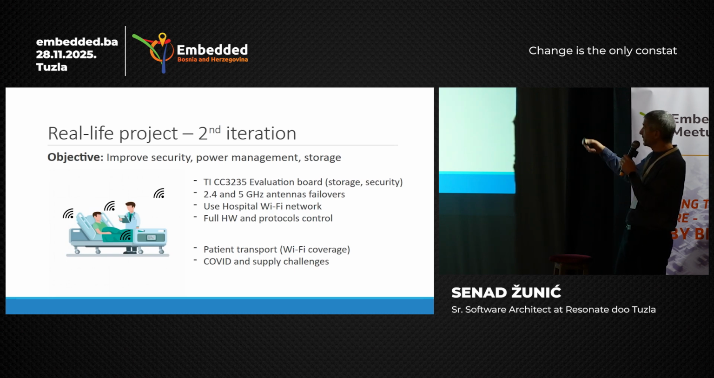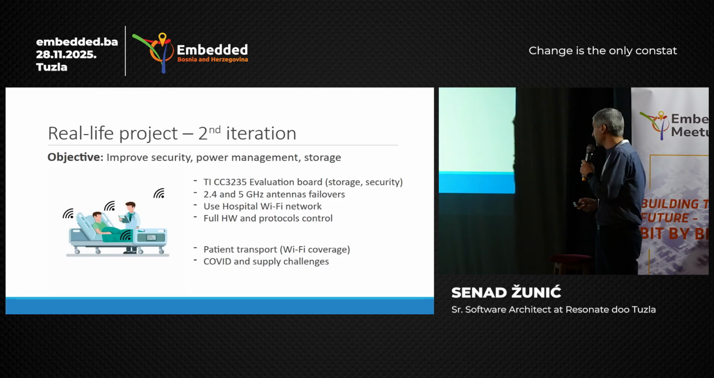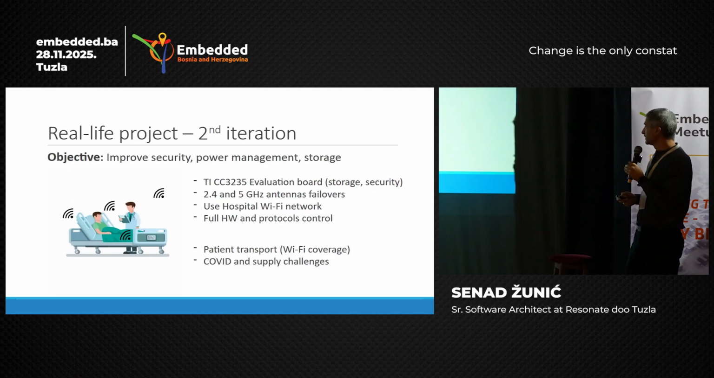That's okay. We fixed the security, we fixed the power management, storage issues and so on, but COVID happens, okay? So that's something you cannot plan on. Supplies get short, there's no way to buy chips. The only thing you can do is buy the full evaluation boards instead of chips. So you go from a couple of dollars to a couple of $100. Building the device on top of that doesn't work.